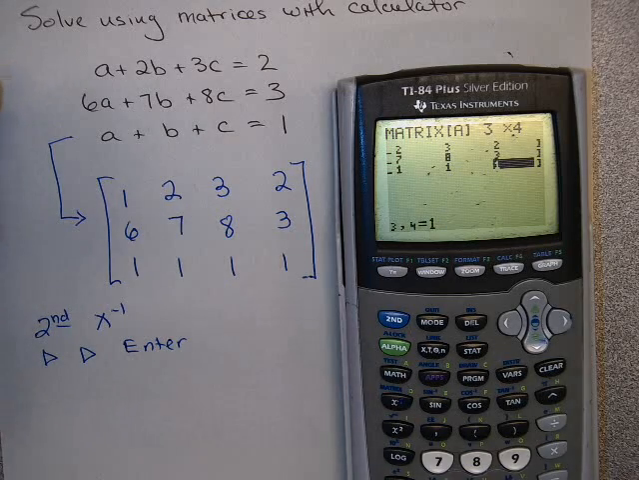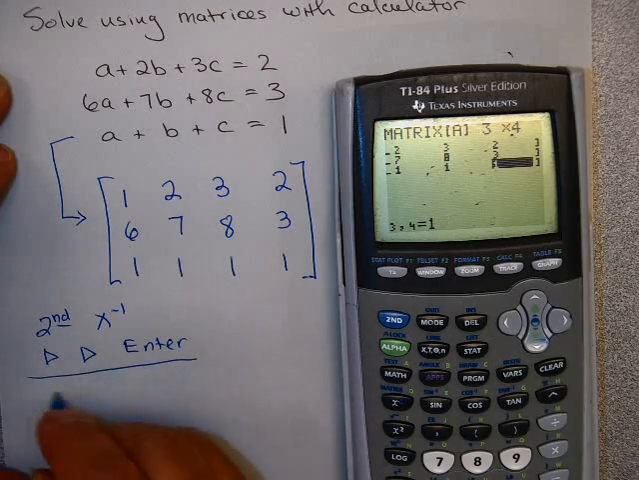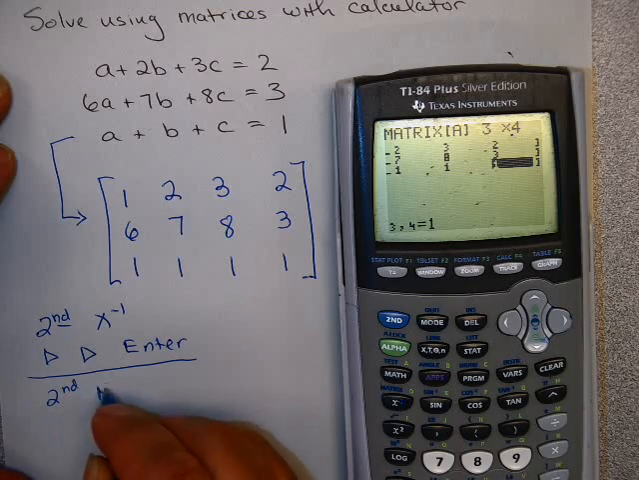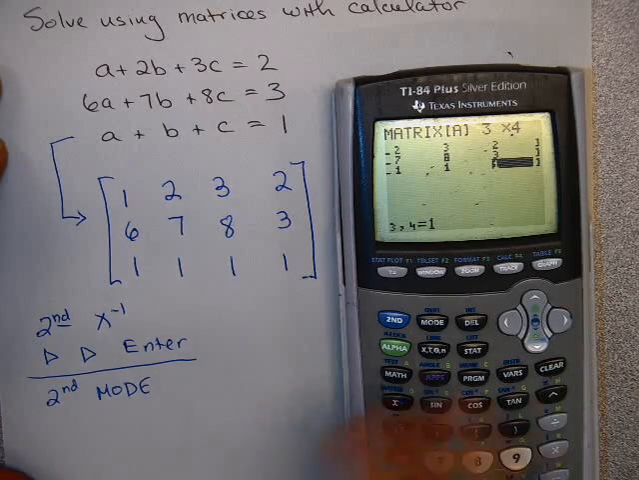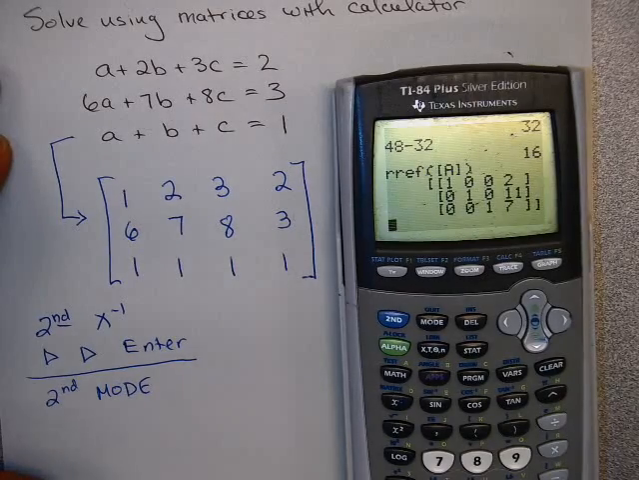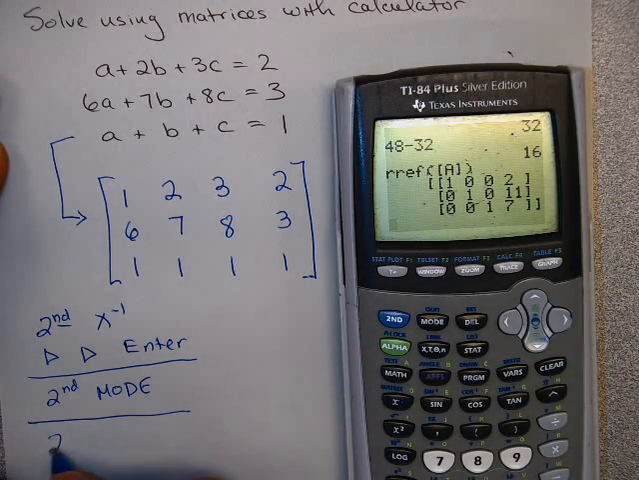You might check that it is correct. Then I want you to hit second mode. That's the quit key. And then this RREF again. And the way to get that is second x to the minus 1.